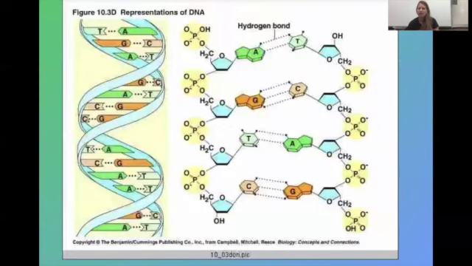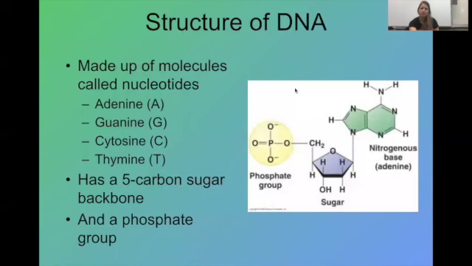Just another vision of it. Again, phosphate, sugar, nitrogenous base. 4 bases. Adenine always bonds with thymine. Guanine always bonds with cytosine. So molecules made up of nucleotides, adenine, guanine, cytosine, thymine, 5-carbon sugar, in this case deoxyribose, and a phosphate group.